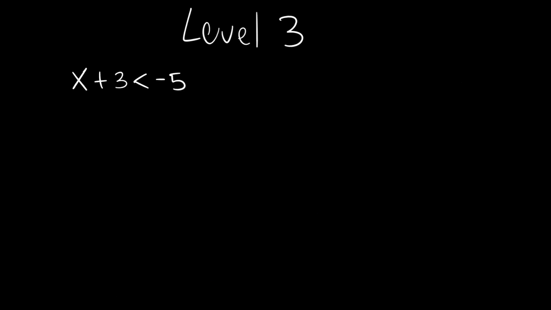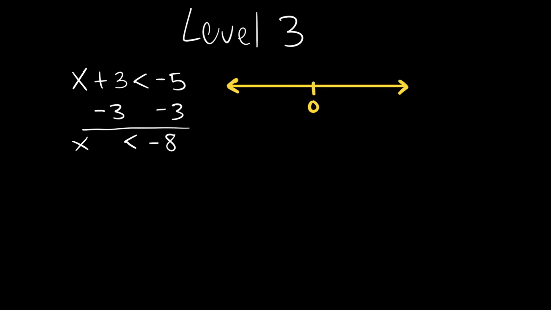For level 3, we have something like x plus 3 is less than negative 5. What's the value of x? It could be a lot of things. It could be anything that, when you add 3 to it, ends up smaller than negative 5. The way we solve something like this is like an equation, and you're used to that. At this level, we subtract 3 from both sides, and we get x is less than negative 8. And then we can graph it.